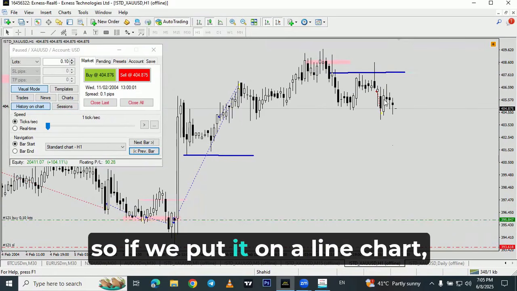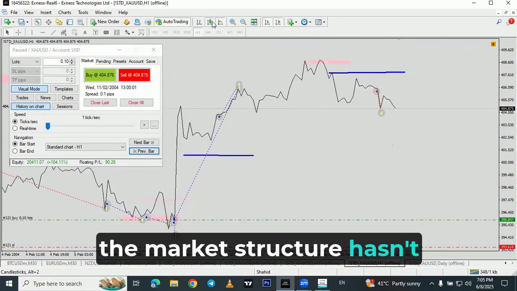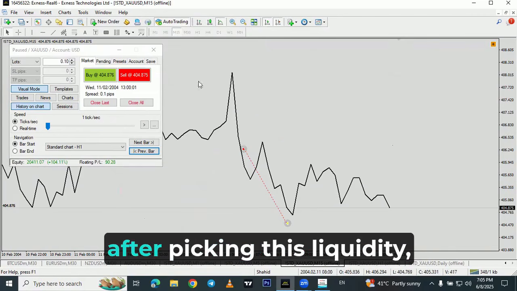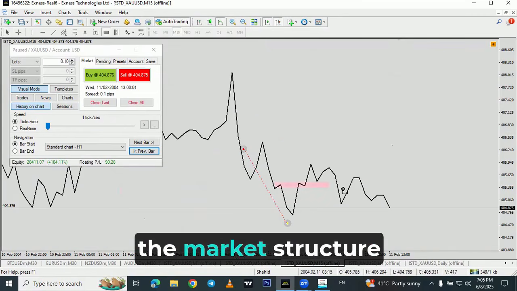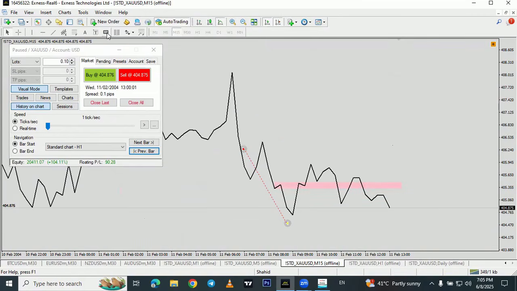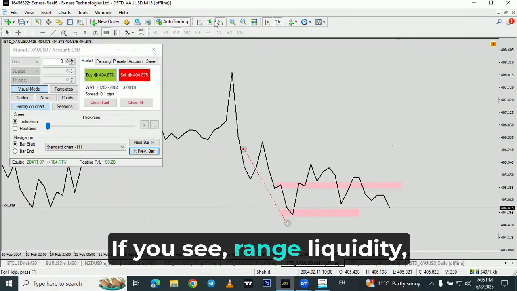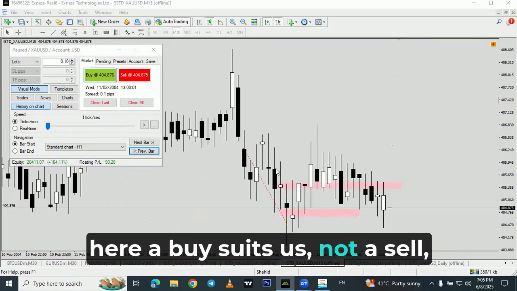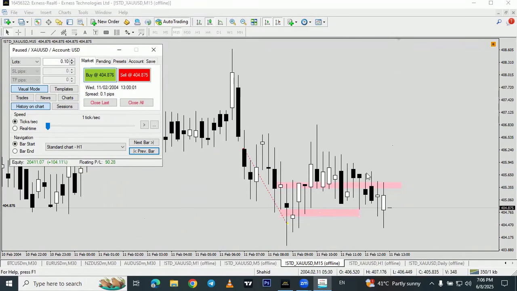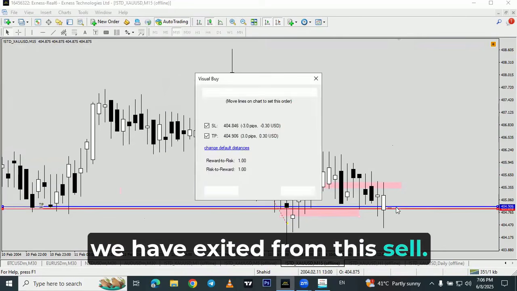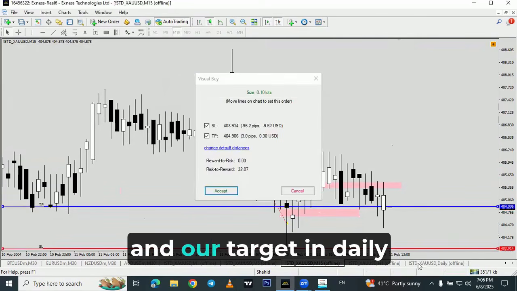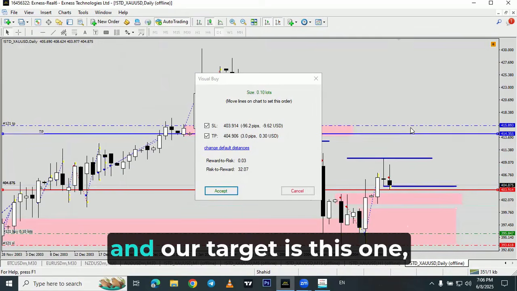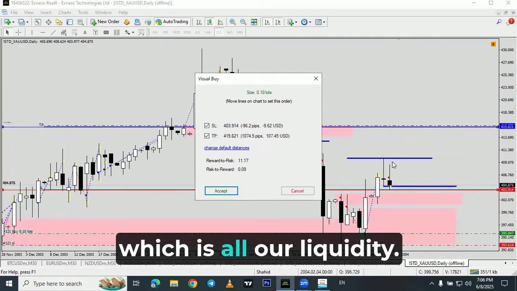So if we put it on a line chart, the market structure hasn't changed. If we see here, after picking this liquidity, the market structure has shifted here. If you see range liquidity, here a buy suits us, not a sell, which we have exited. Here we keep its effect, and our target in daily will be this zone, and our target is this one, which is all our liquidity.